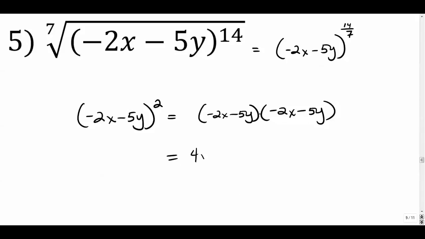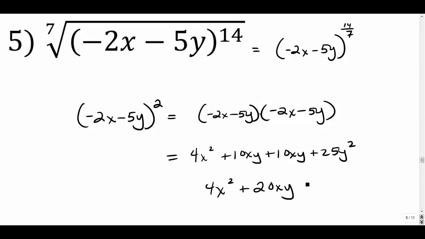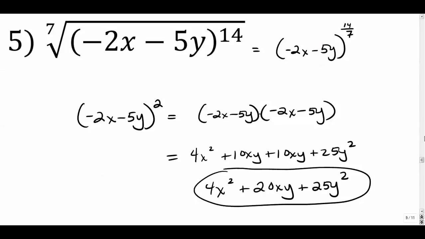That's what it means to square something, is to make 2 copies of it and multiply them. So now we're just going to FOIL: 4x squared plus 10xy plus 10xy plus 25y squared. So 4x squared plus 20xy plus 25y squared. And that would be the finished answer.